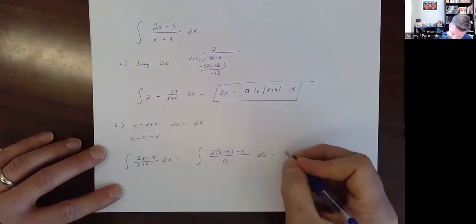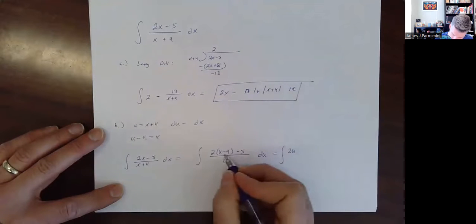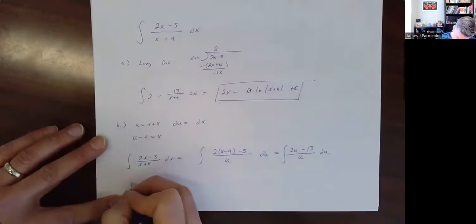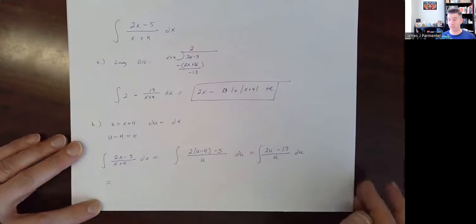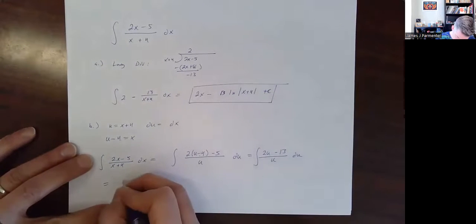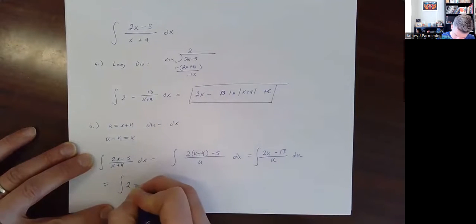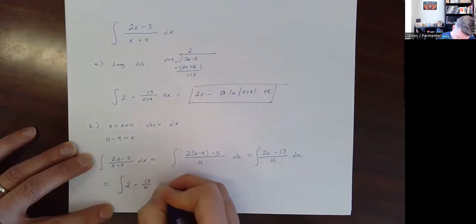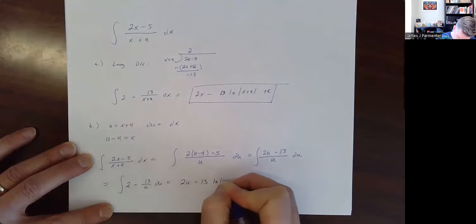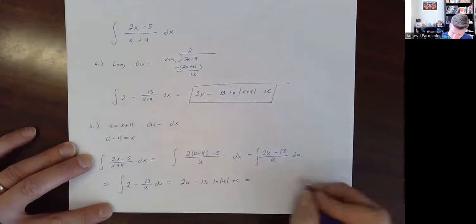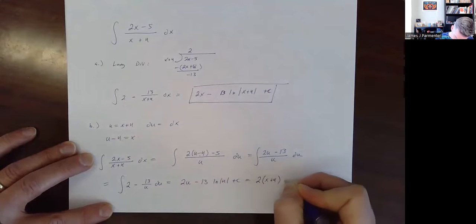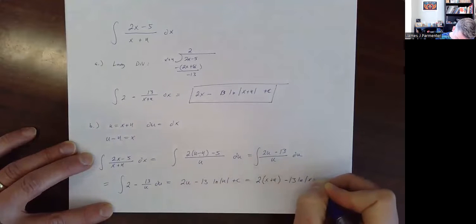If I simplify this, it's the integral of 2u minus 8 minus 5, which is minus 13, over u. Then I'm going to rewrite this and divide these terms like I did. This is kind of like back to part A, where if you can write it as powers of your variable, you should. So 2u divided by u is just 2, and 13 divided by u is 13 over u. We're going to get 2u minus 13 natural log of the absolute value of u. Then plugging back in what u is equal to, I get 2 times x plus 4 minus 13 natural log of the absolute value of x plus 4.